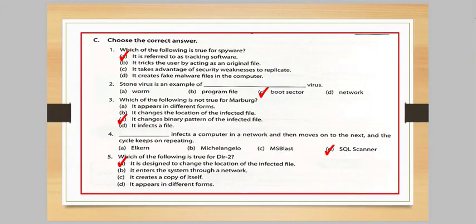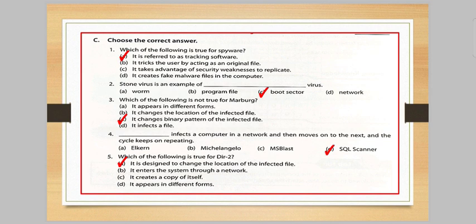Next, choose the correct answer. Which of the following is true for spyware? It is referred to as tracking software. So mainly spyware is referred to as tracking software. So option A is correct. Next, Stone virus is an example of boot sector virus.